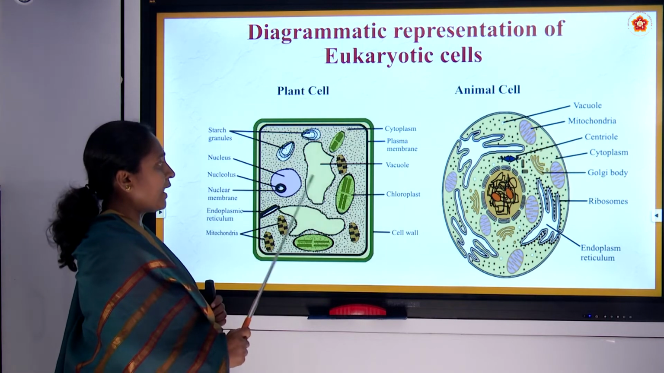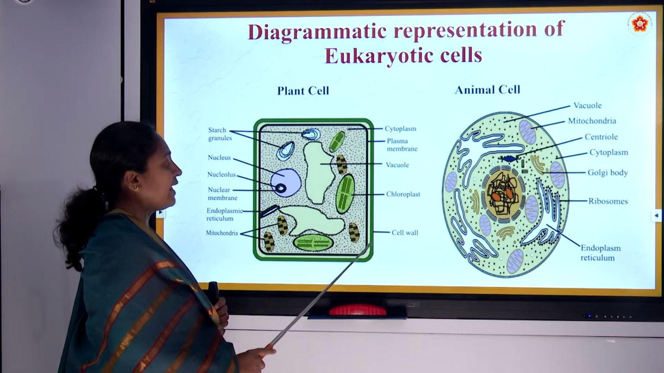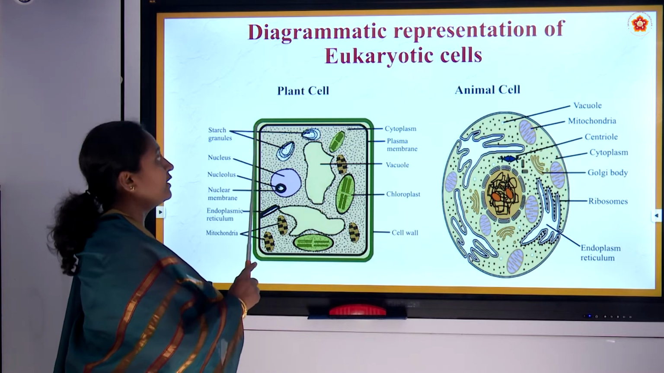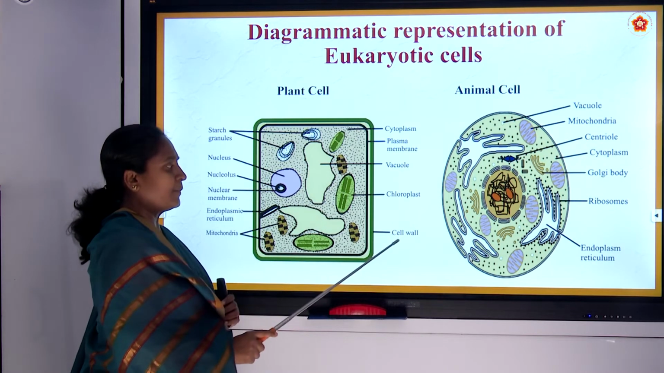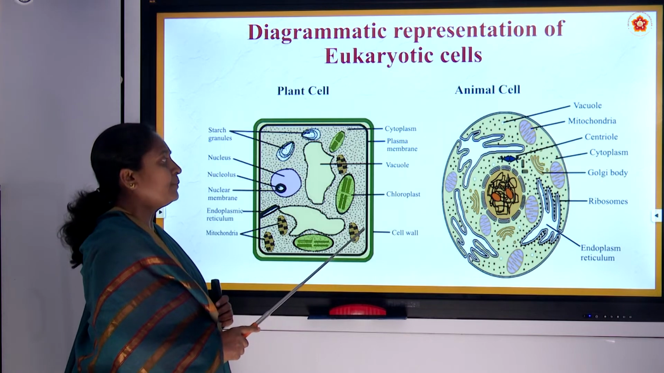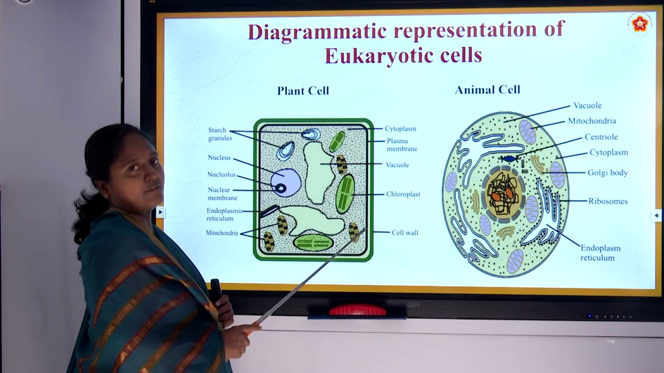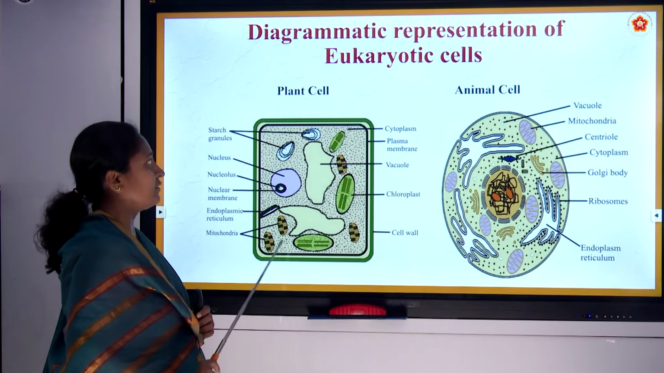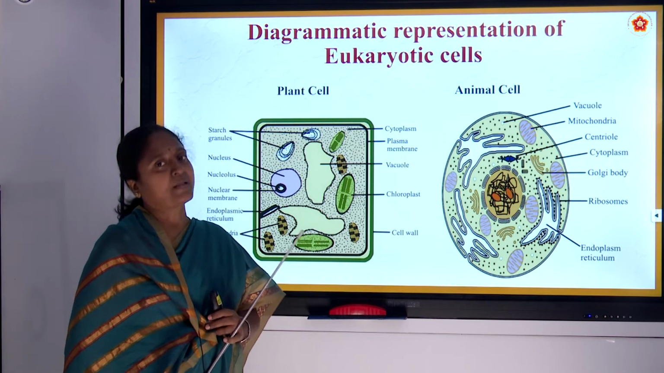Since it is a plant cell, we can see a cell wall present all around. You have to draw it a little thick to represent the cell wall, and the plasma membrane is also present, okay. So, these are the structures which are present in the plant cell.